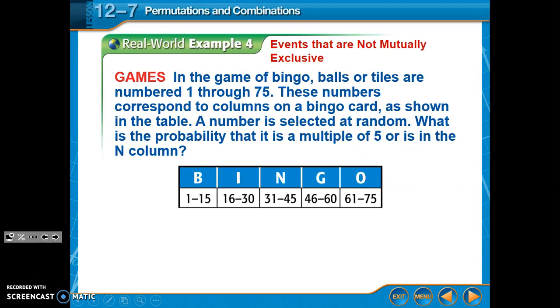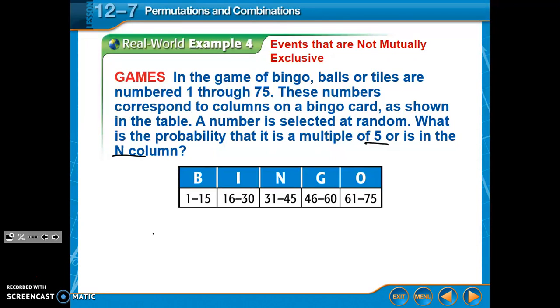Okay, so in this case, in the game of bingo, balls or tiles are numbered 1 through 75. These numbers correspond to columns on a bingo card, as shown in the table. A number is selected at random. What is the probability that it is a multiple of 5 or is in the column N? So the reason these are not mutually exclusive is because they overlap. So something could be a multiple of 5 and be in column N.